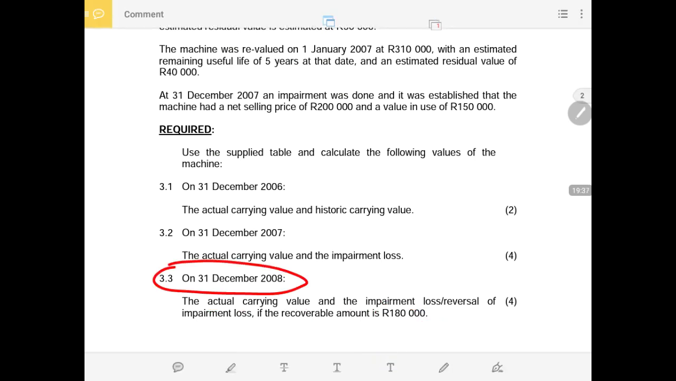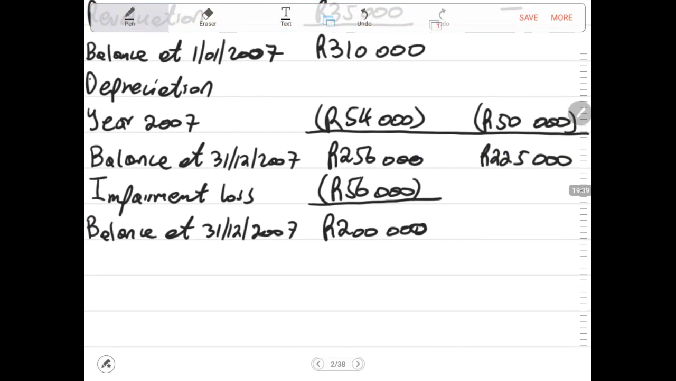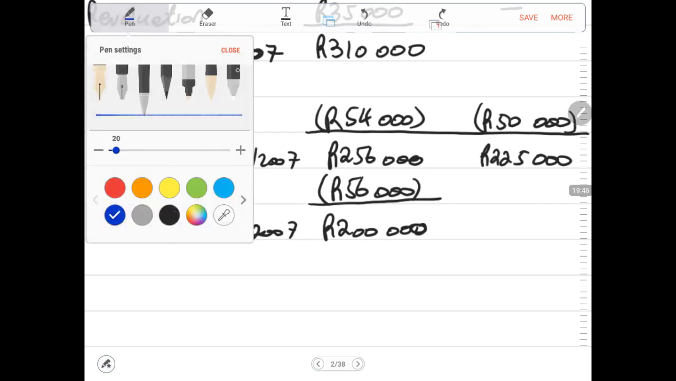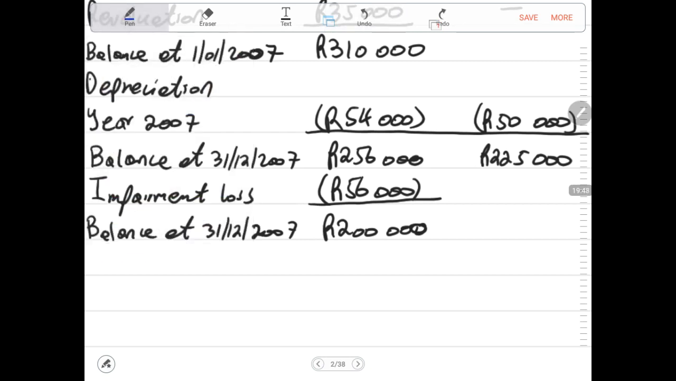Where is this period? At the end of December 2008. And where are we in our recordings? Take note, we are at the end of December 2007, meaning we need to take into account the depreciation for the 2008 accounting period first. Don't forget that from one year to another year, the difference is called depreciation. So now our depreciation is for the year 2008. Your heading is depreciation. Your line item is year 2008.